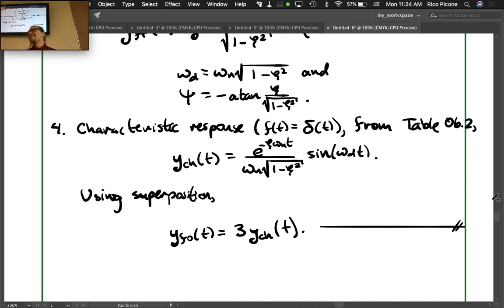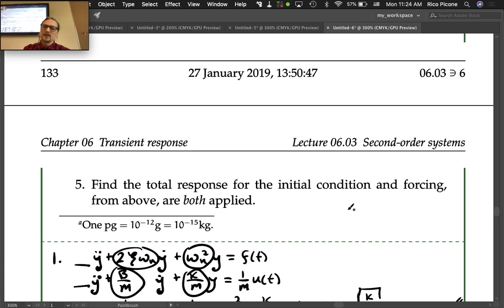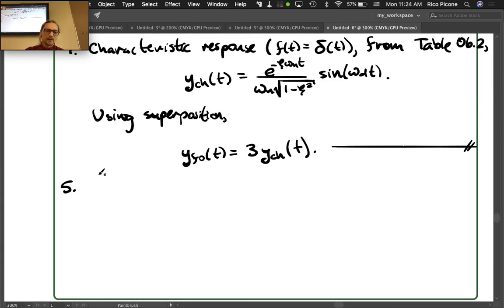Guys ready? It's the last part. We got this. I believe in us. Okay, 5. We need to find the response to the initial condition and forcing from above if they're both applied. So you have an initial condition of 10 nanometers offset and you have a 3 delta impulse input. So we can use superposition again to find the result.